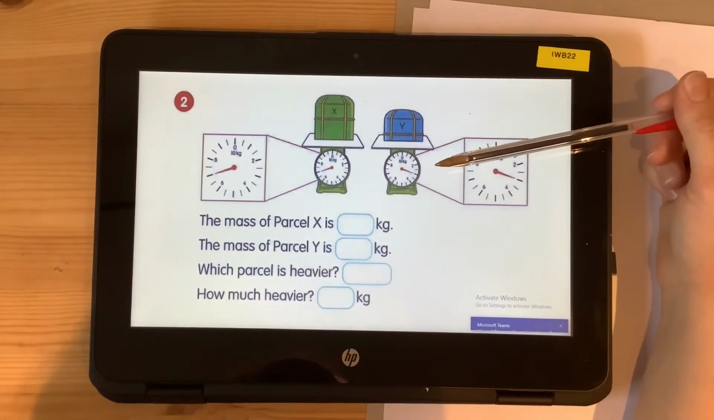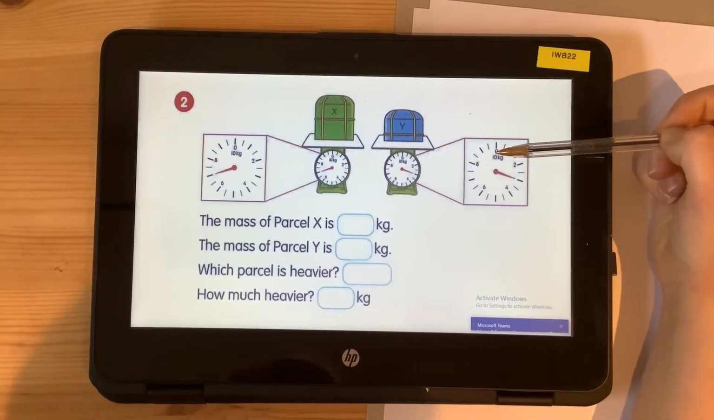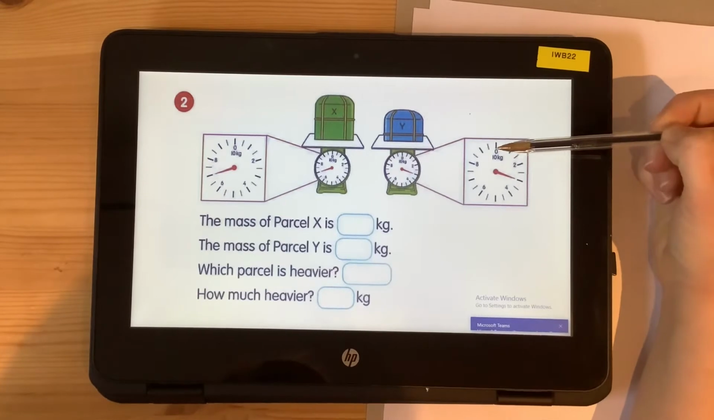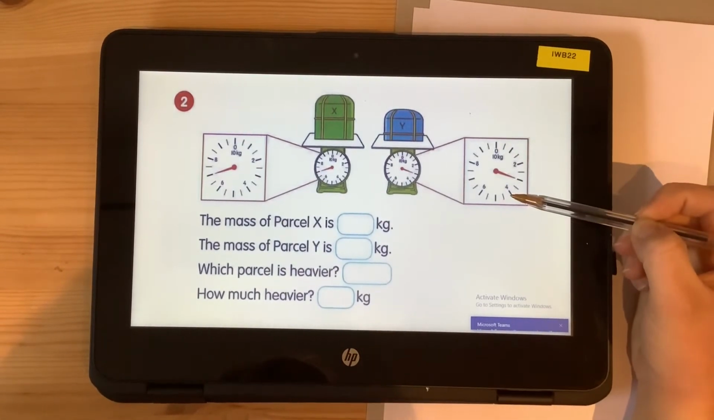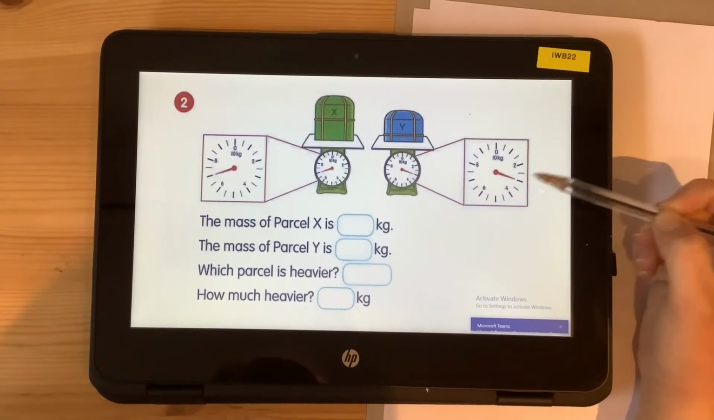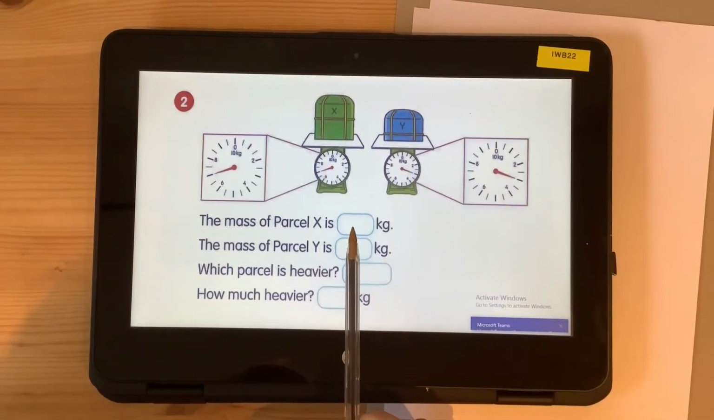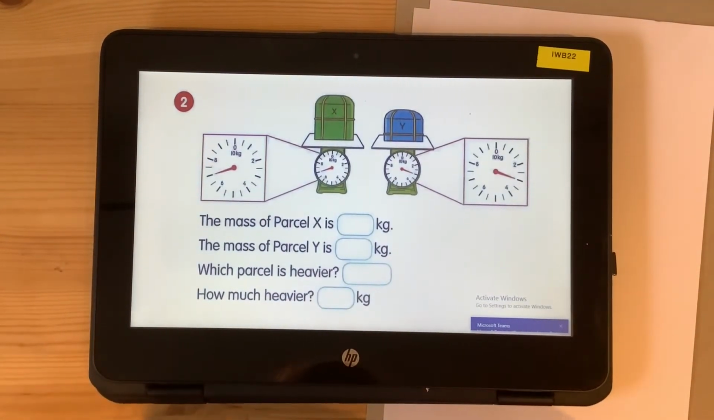If we look at parcel Y, this time again, we're still going up in the same scale, 10 all the way around with 0, 2, 4, 6. Now we are in between the 2 and the 4, which means we have a mass of 3 kilograms. So parcel X has a mass of 7 kilograms and parcel Y has a mass of 3 kilograms. That tells us that parcel X is heavier. So parcel X is the heavier parcel.